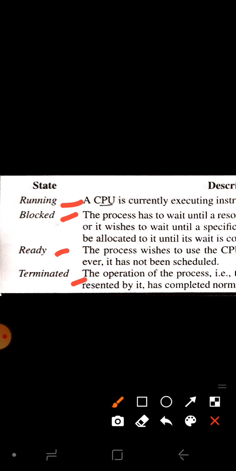When we say a process is in ready state, that process wishes to use the CPU so that it can continue its operation. And terminated is the state when the execution of the program represented by it has completed normally or the OS has aborted it. So therefore we have four states in total. They are running, blocked, ready and terminated.